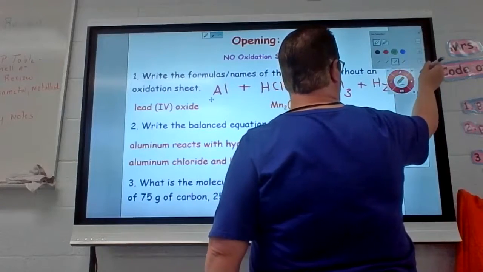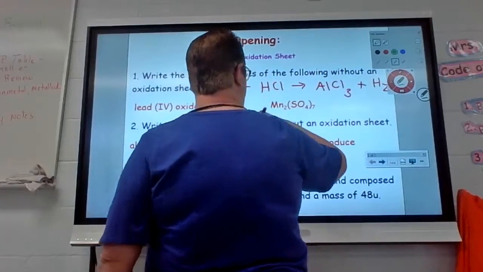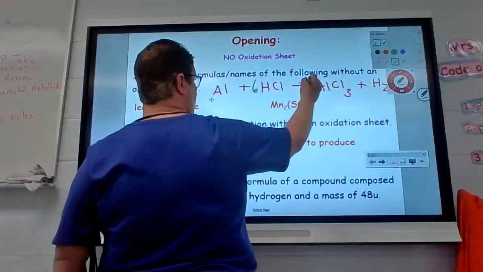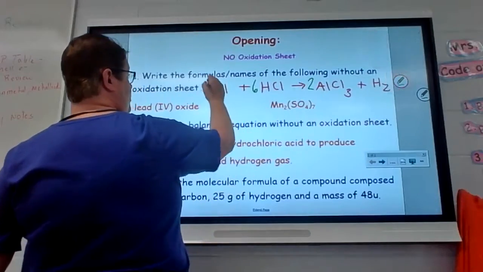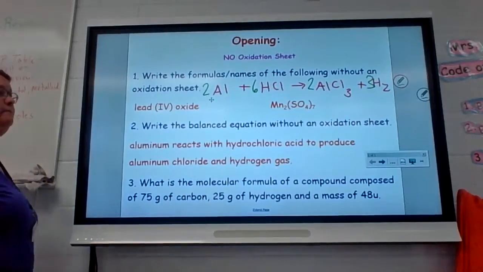So we have 3, but I got 2. We're going to need a 6 there. So we need 2 to make 6, 2 aluminums, and 3 there. Everybody go with that? Yeah.